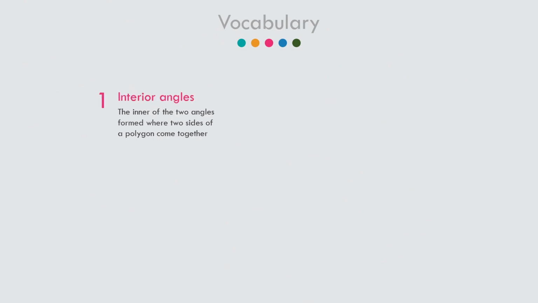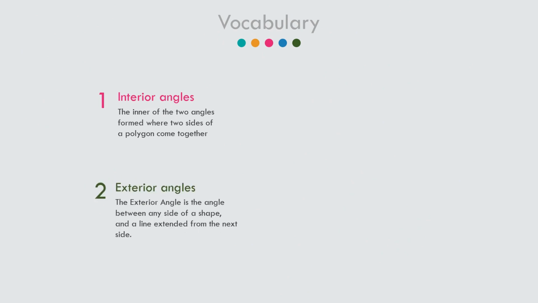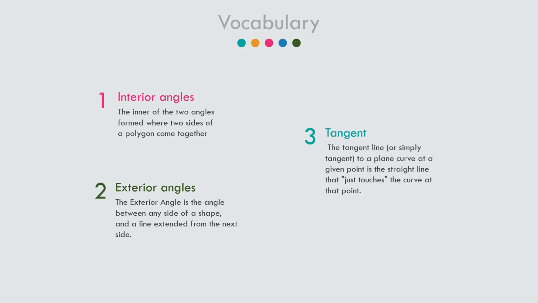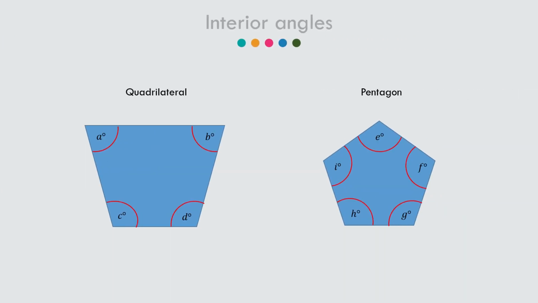Interior angles. The inner of two angles formed where two sides of a polygon come together. Exterior angles. The exterior angle is the angle between any side of a shape and a line extended from the next side. Tangent. The tangent line to a plane curve at a given point is the straight line that just touches the curve at that point.